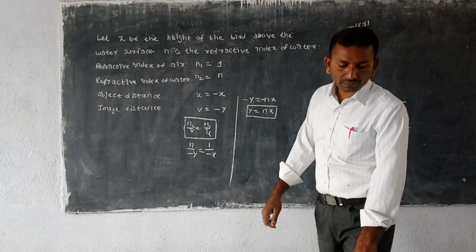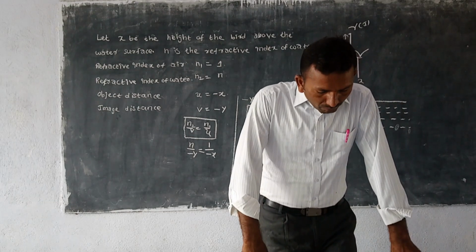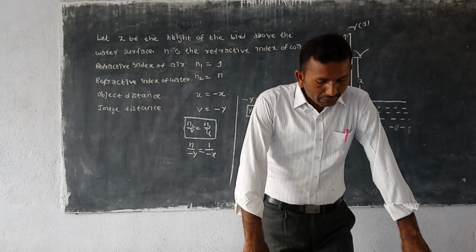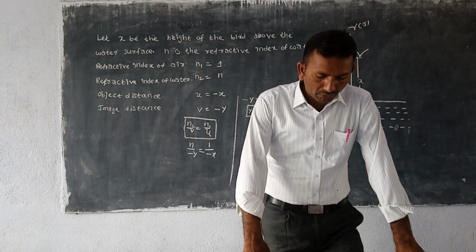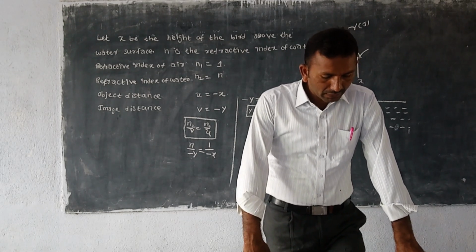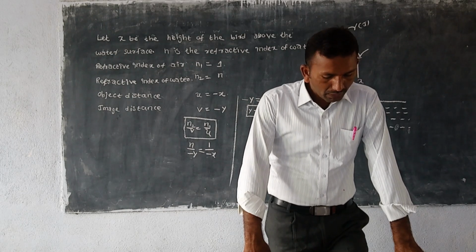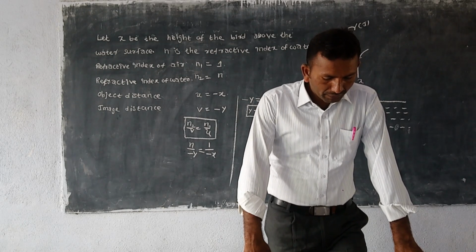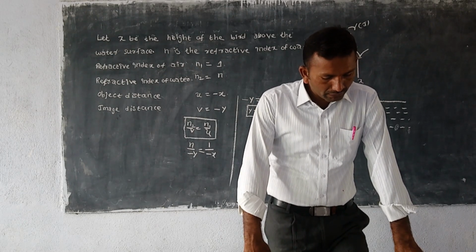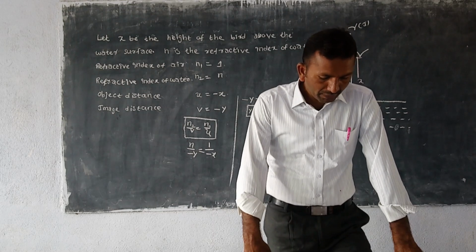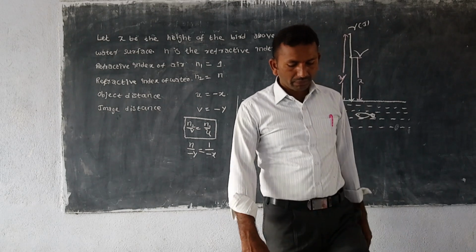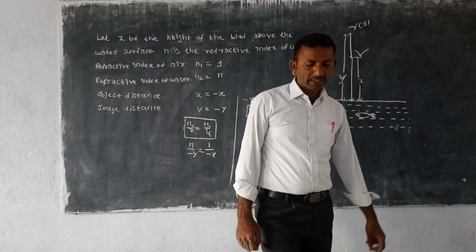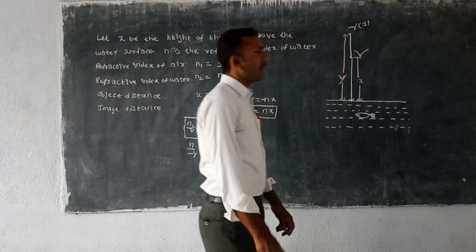Then what is the speed of the bird? We have assumed that the bird is flying vertically down with constant speed. For the observer on the ground, the bird appears to have covered x distance in a certain time. But for the fish, it appears that the bird has covered distance y in the same time. As y is greater than x, we can conclude that the speed of the bird observed by the fish is greater than its actual speed.